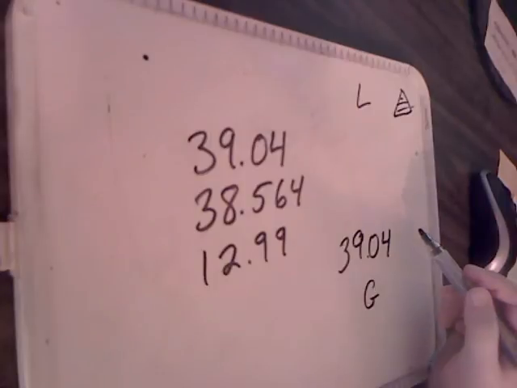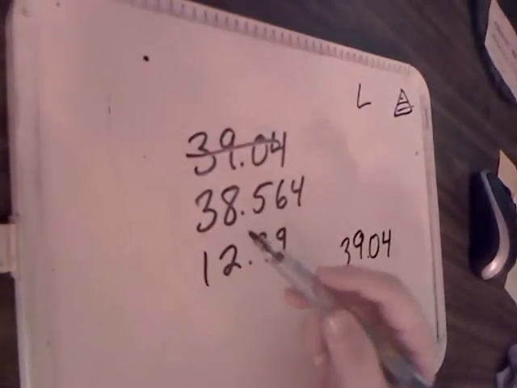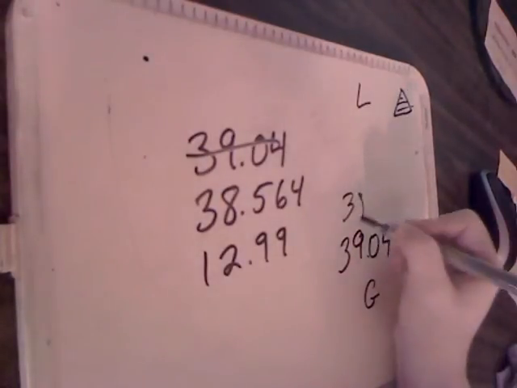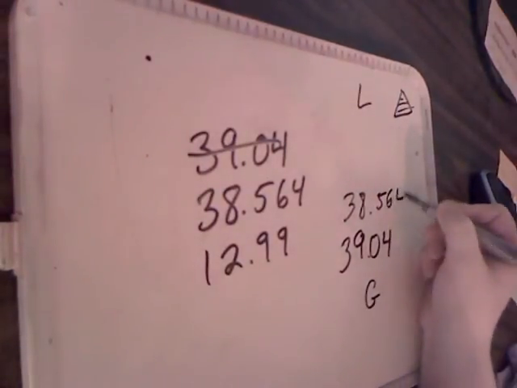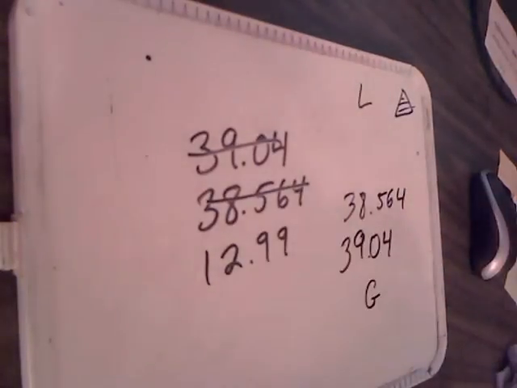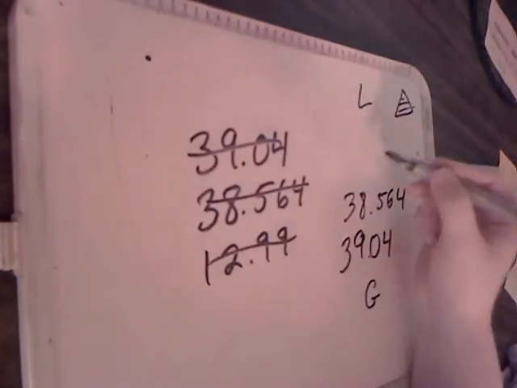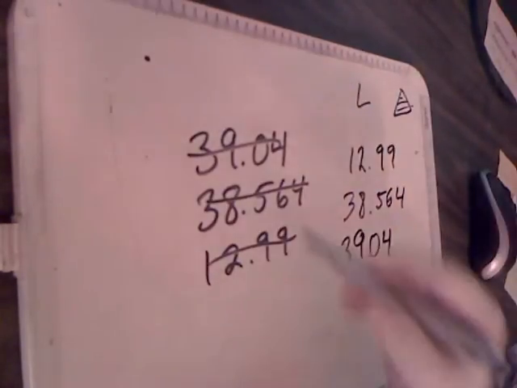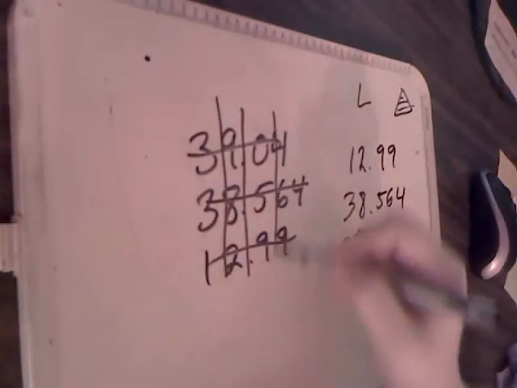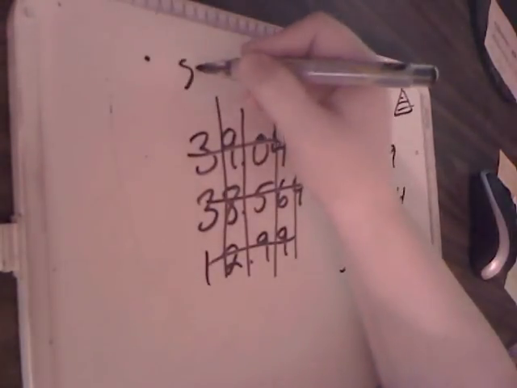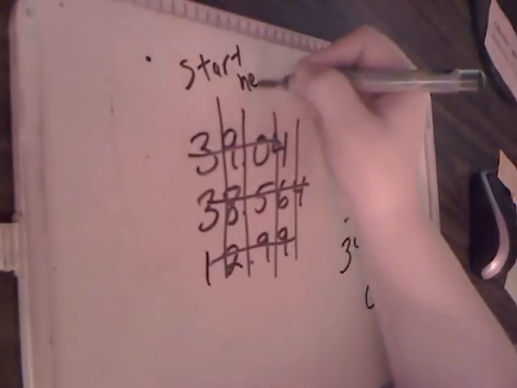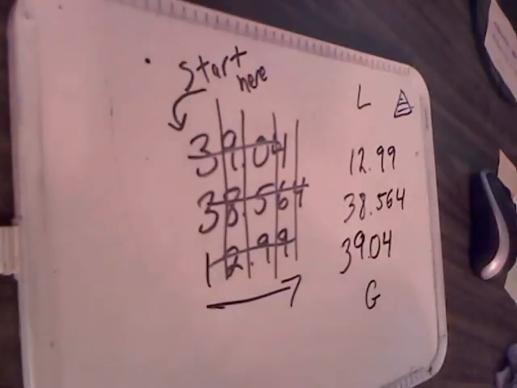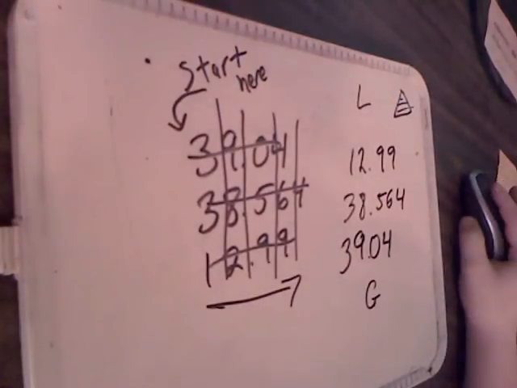The next biggest number between 38 and 12 is definitely going to be 38 and 564 thousandths. And then, at the very least, at the very tippy top, we have 12.99. Just remember to take things in order by place value. So start here, and move this way when you're looking for which number is the biggest.